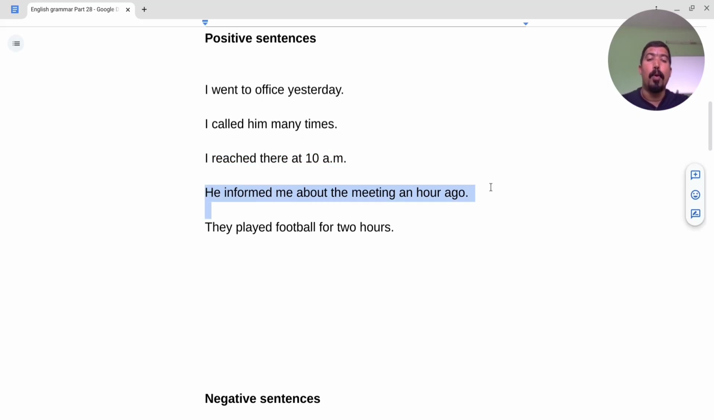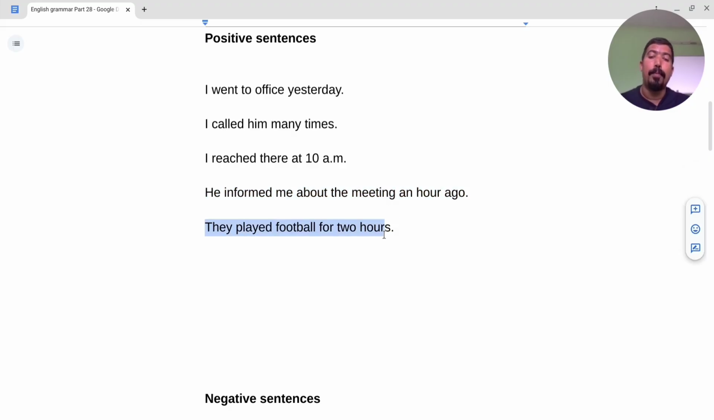He informed me about the meeting an hour ago. Inform, the past form is informed. It is completed. My friend called me an hour ago and informed me about the meeting. Now I know there is a meeting. This is something my friend did an hour ago. He called me and informed me, okay, there is a meeting today. That is the past form, informed.